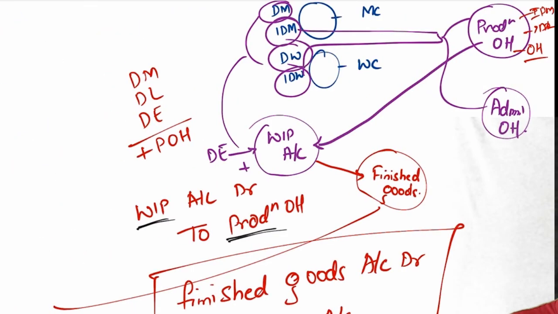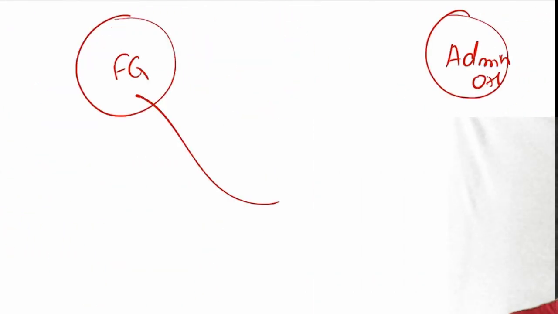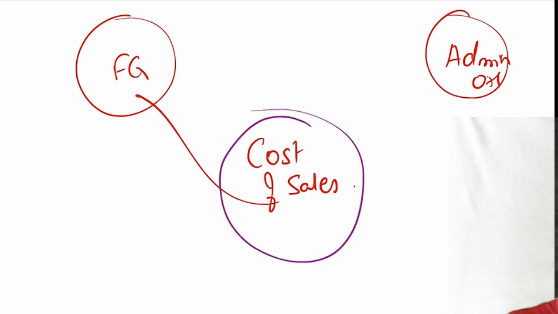So from the finished goods, I still have to recover admin overheads. If you look into it, I only have transferred production to WIP, I have not transferred administration. So from finished goods, we transfer to something called cost of sales. From finished goods, we transfer it to one more department called what? Cost of sales. That is transferring finished goods to the cost of sales department.